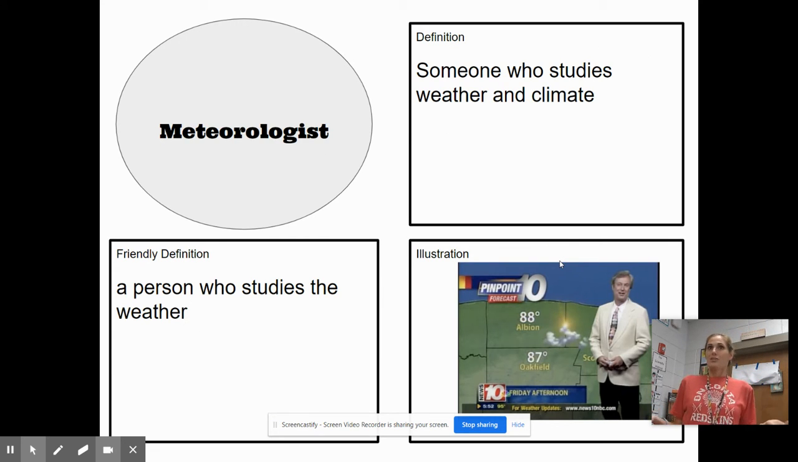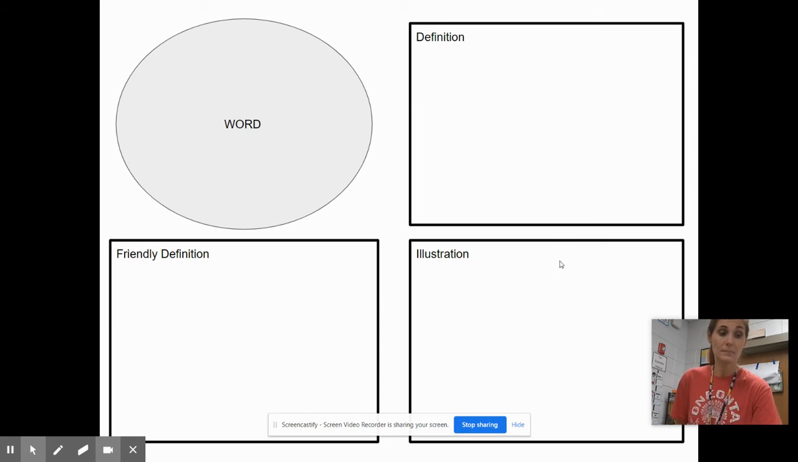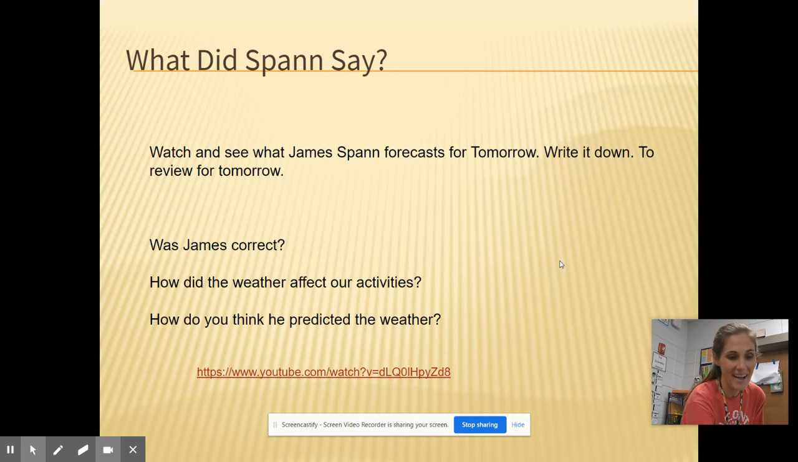A meteorologist, like I just said, is someone who studies weather and climate, a person who studies the weather. This is like James Spann, Jerry Tracy. There's a whole bunch of other ones, but James Spann is my man. There's a ton of meteorologists out there. They're the people looking at the data. They're using weather tools and looking at patterns to be able to make those predictions, those forecasts. Okay.